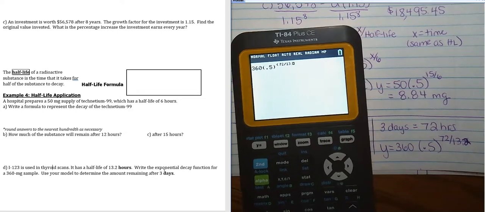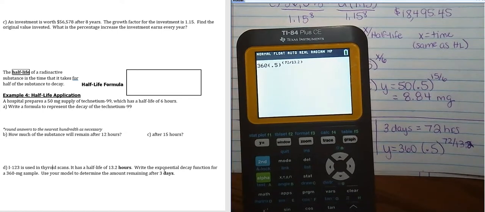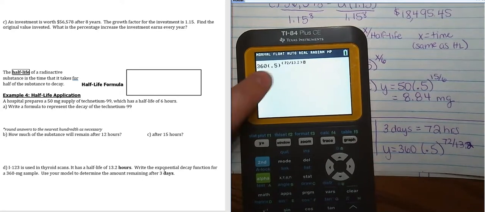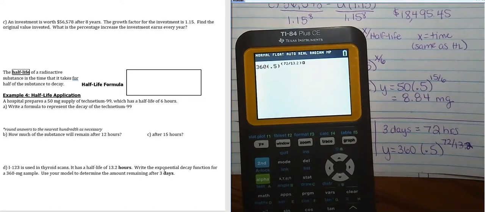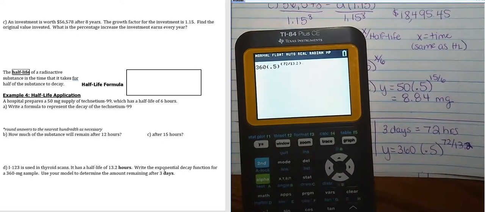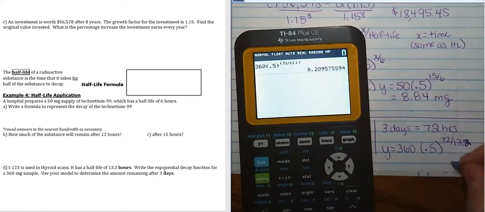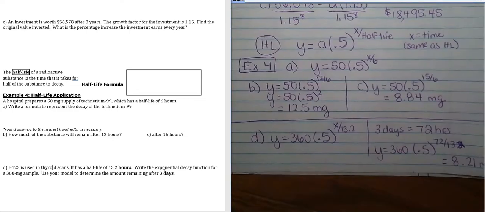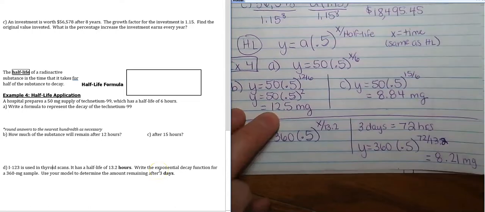So 72 divided by 13.2. If you are using a scientific calculator, do not try to use the fraction button with a decimal. The calculator will not like that, so use the division key. And how much would be left after 72 hours? We're going to round this. We'll go ahead and round it to the nearest hundredth. So 8.21 milligrams would be what we have left. Let me slide that so you can read my work.